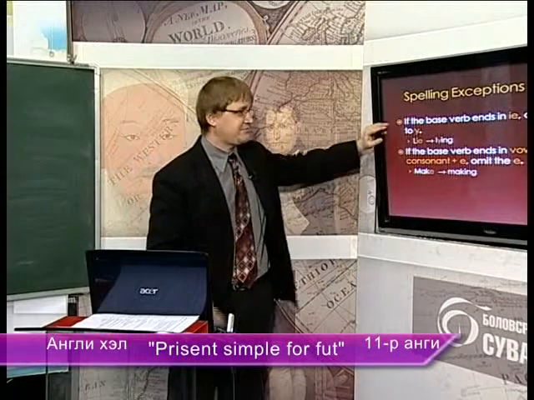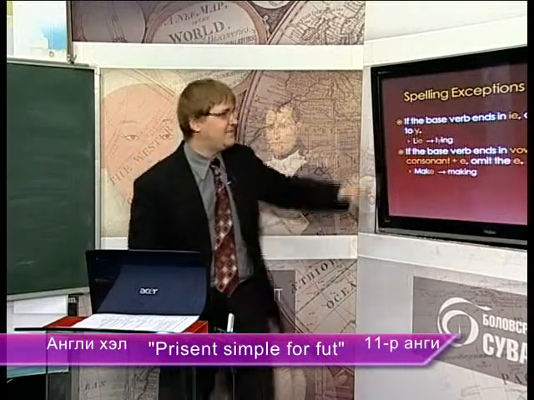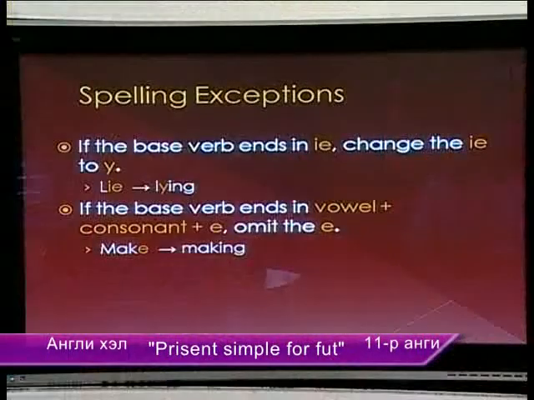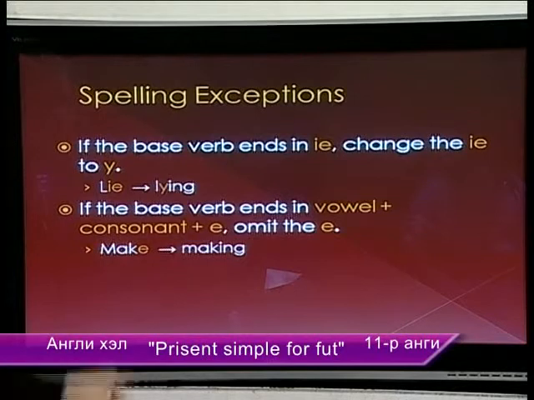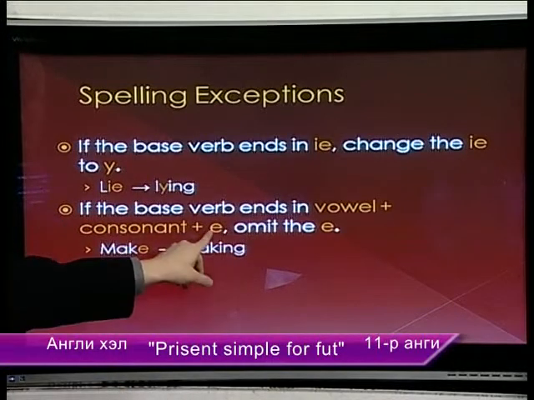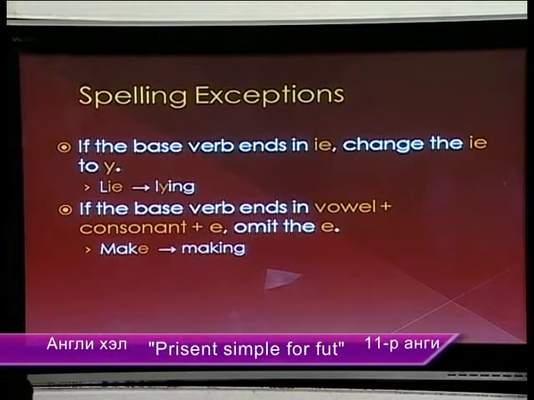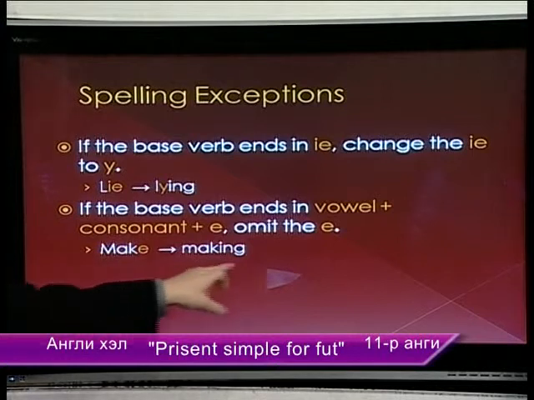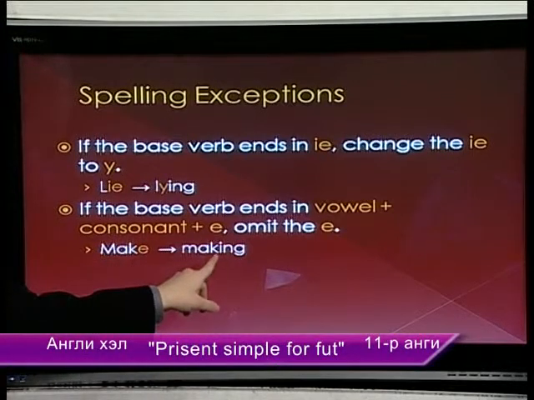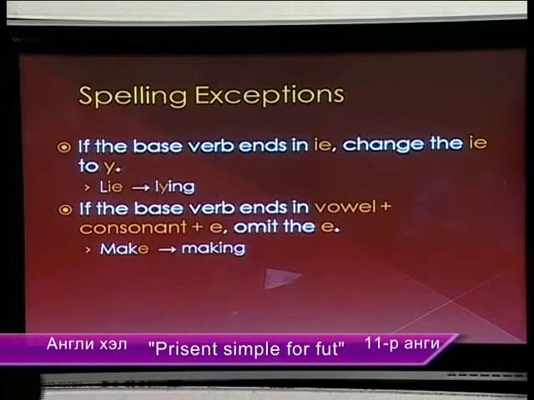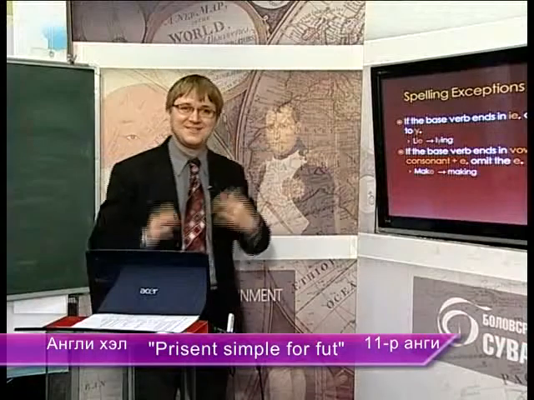Now the first one, if the base verb ends in IE, simply change the IE to a Y when you make it into present continuous. IE becomes Y. Lie becomes lying. And the last one, if the base verb ends in a vowel plus a consonant plus the vowel E, omit, get rid of, throw away the E. So make becomes making. Notice there's an E here, there's no E here. Those are the only spelling exceptions, so that's the hard part.